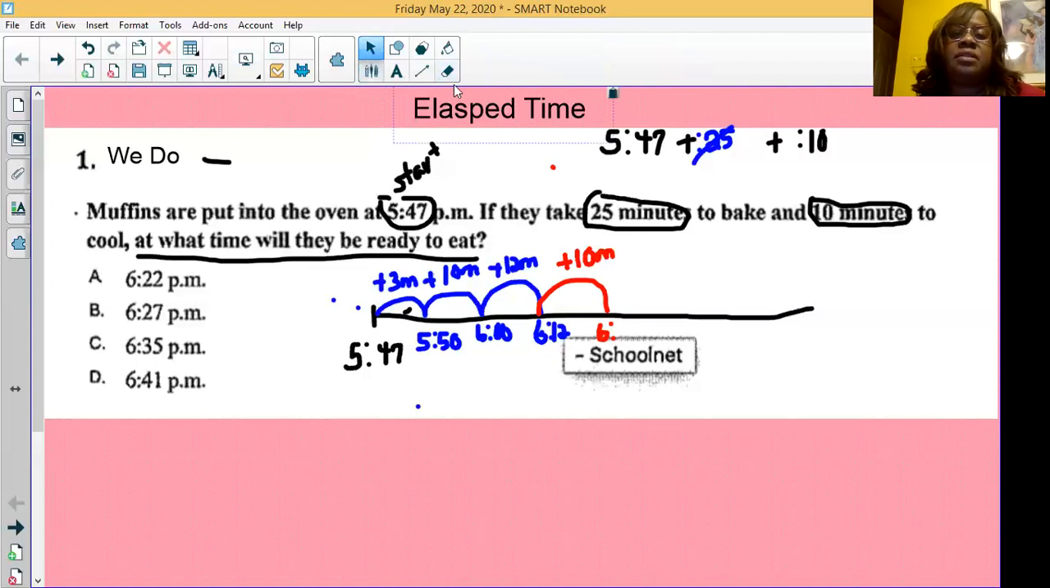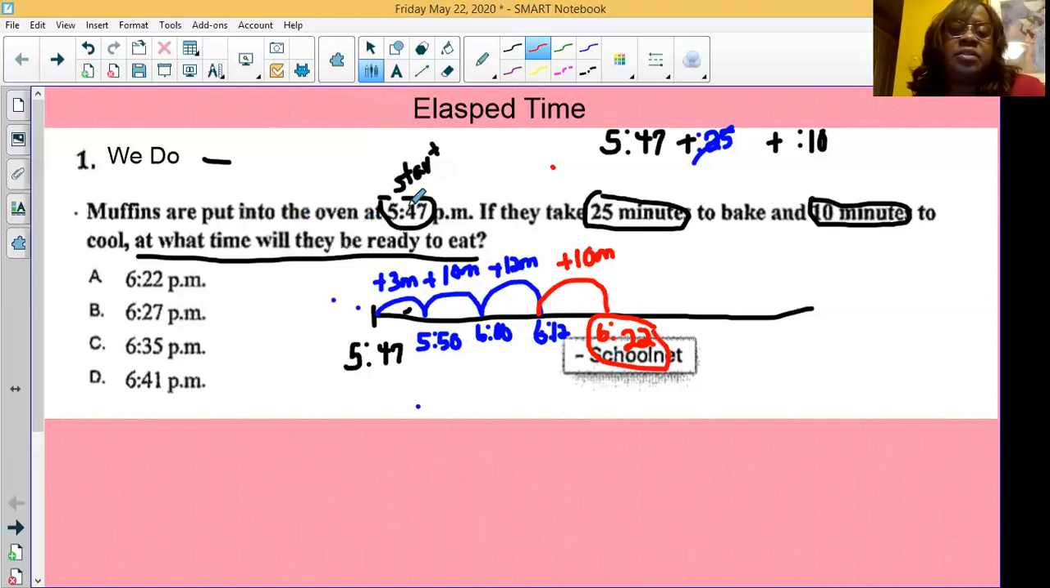So please write 6:22 on your paper. So our final answer is 6:22. Now let's go back to our question. What time will they be ready? Started at 5:47, 25 minutes to bake and 10 minutes to cook.